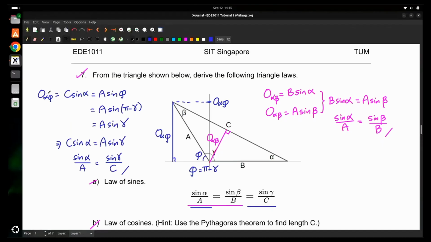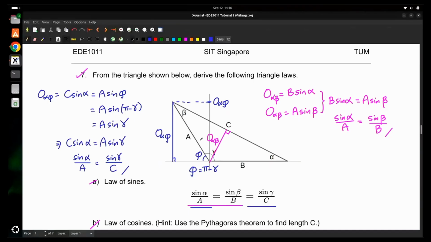So the opposite is equivalent to C sine alpha, C being the hypotenuse. I get this opposite. But it is also equal to A sine phi, correct? It's the opposite angle to phi. So A sine phi is also giving me this opposite length. Then phi is actually pi minus gamma. But when you sine pi minus gamma, it is the same as sine gamma. You sine gamma, you are going to get this value.